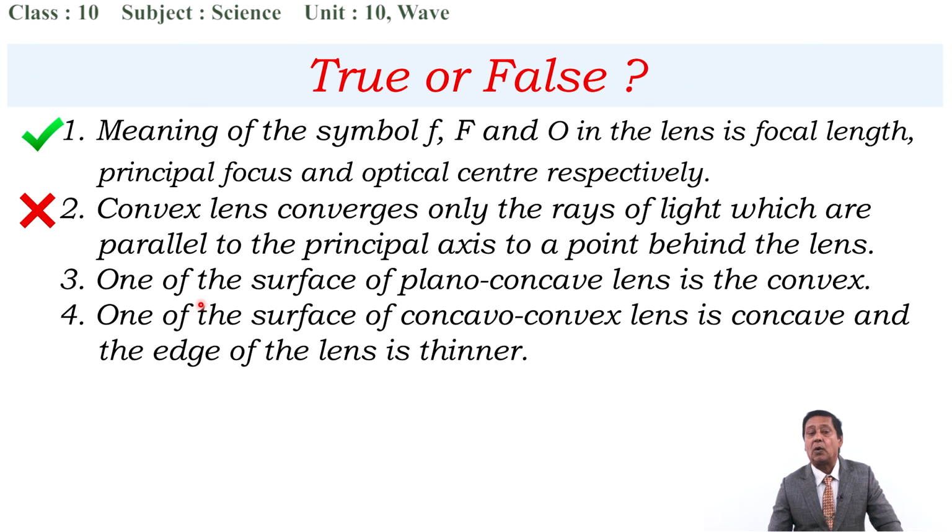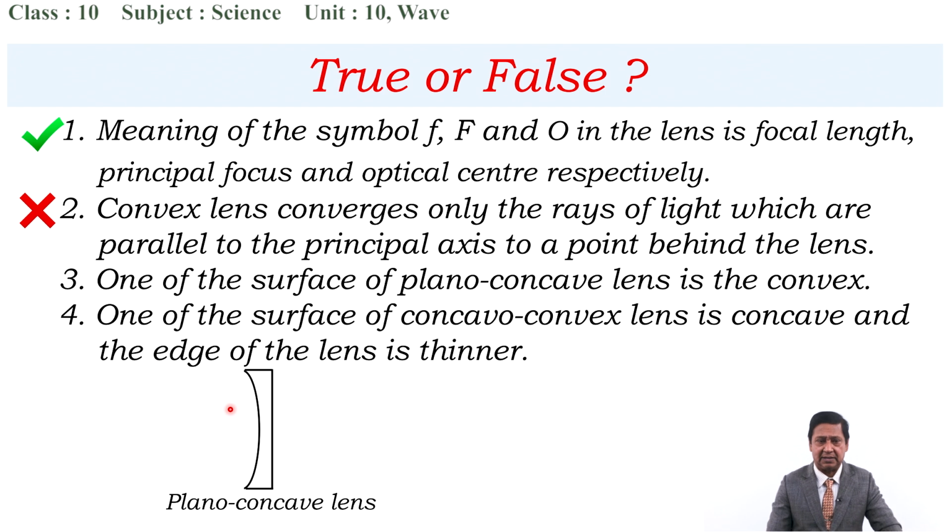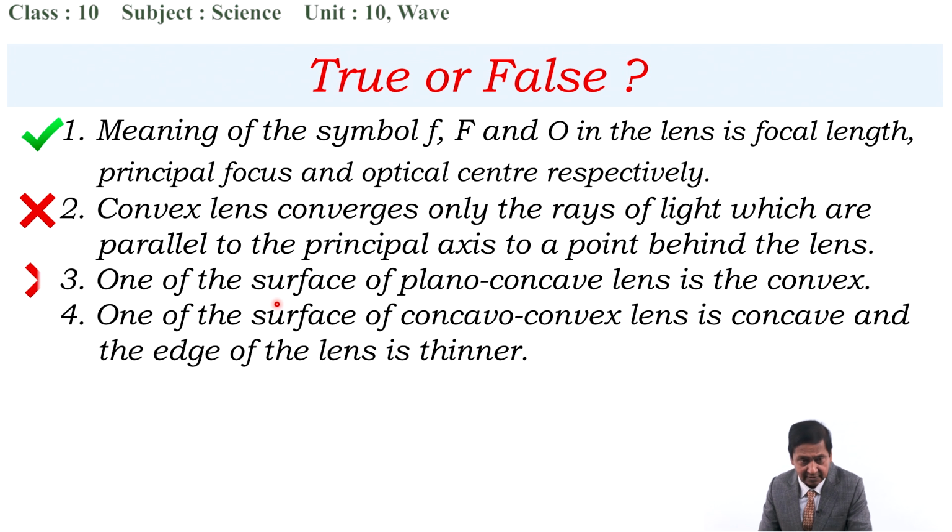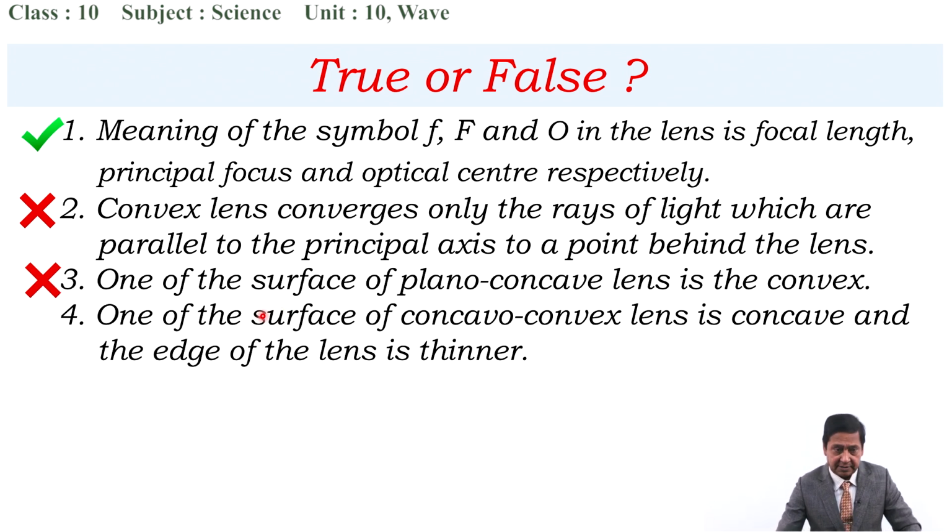Next, one of the surfaces of a plano-concave lens is convex. Why don't we have a plano-concave lens? This is a plano-concave lens. And what is the argument? One of the surfaces of a plano-concave lens is convex. Is it? No. This is concave, this is plane. There is no convex surface. That's why this argument is also incorrect. So I'm going to cross it.